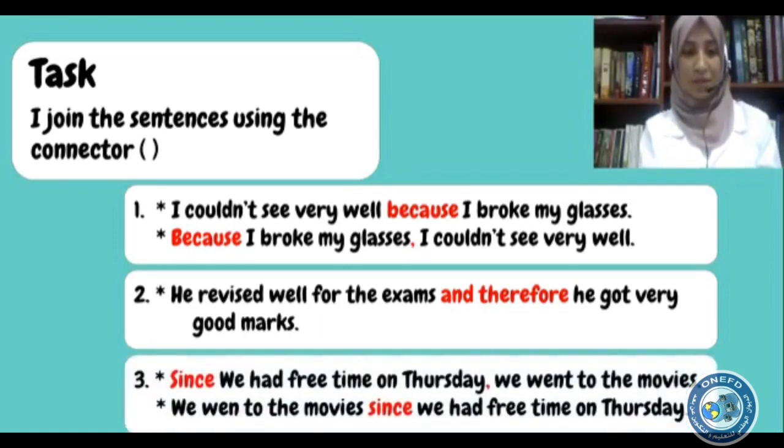Third sentence. Since we had free time on Thursday, comma, we went to the movies. We can write it in another way. We went to the movies since we had free time on Thursday. So here we have since is a connector of cause. Since we had free time on Thursday is the sentence of cause. And we went to the movies is the sentence that expresses effect. Well done.